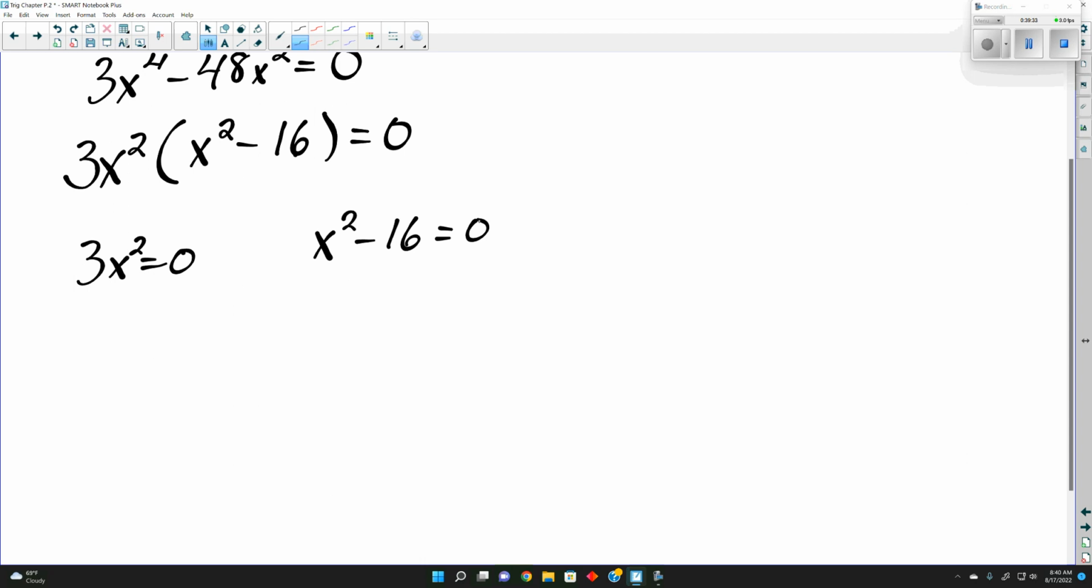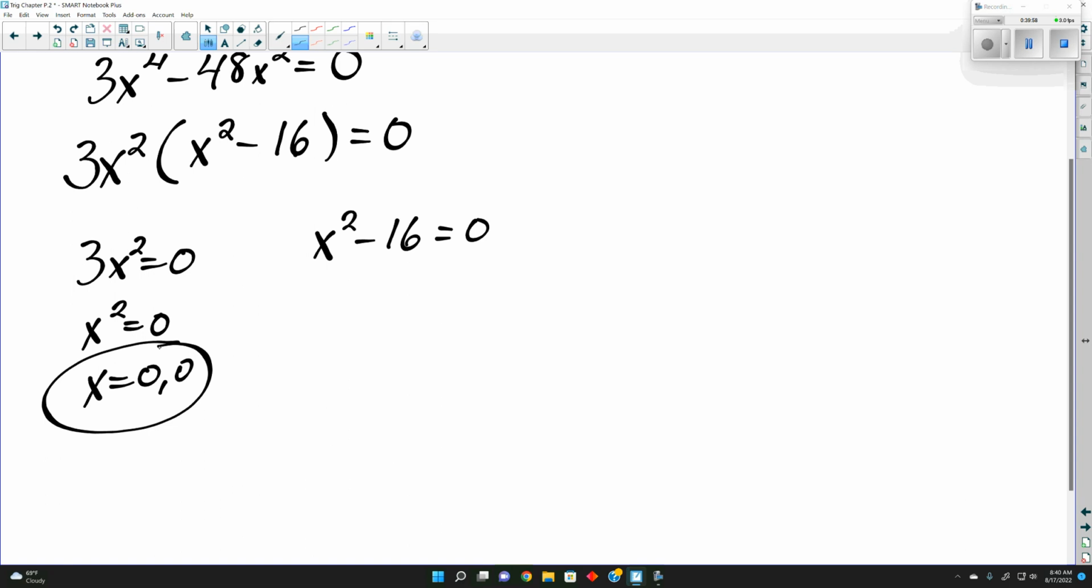Now, for the first one here, we're saying x squared essentially is 0. So x is 0 with a multiplicity of 2, because we could take the square root of both sides, which would tell us that we have plus or minus the square root of 0 which is just 0. And we get this here.